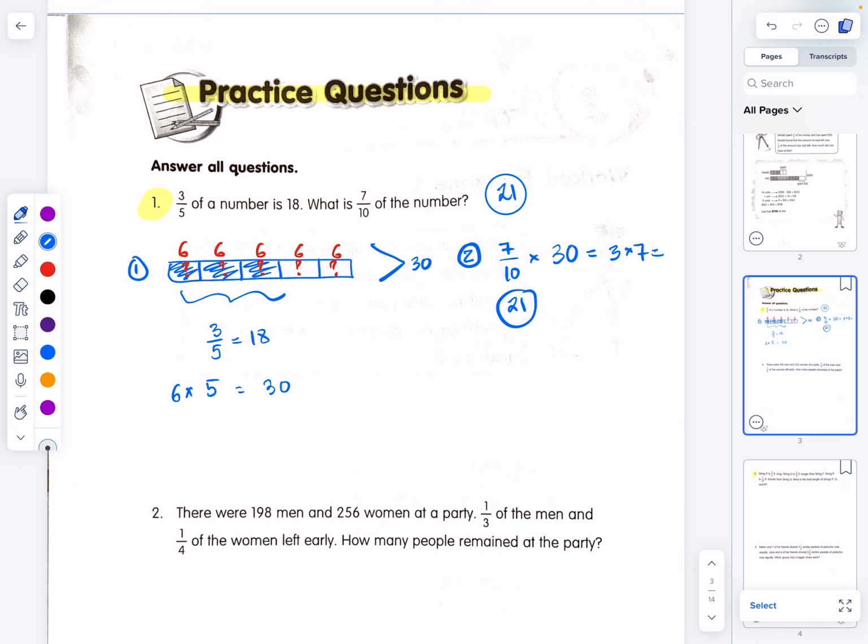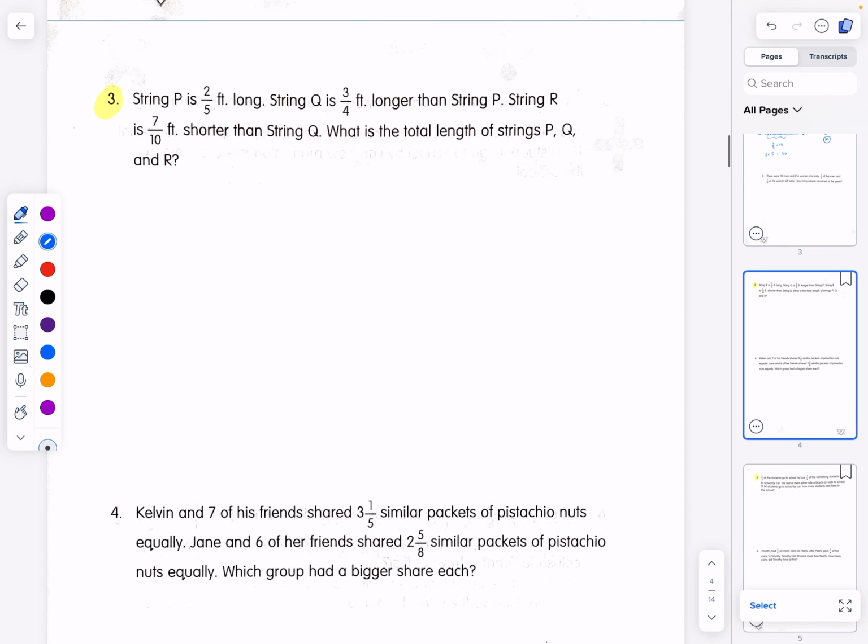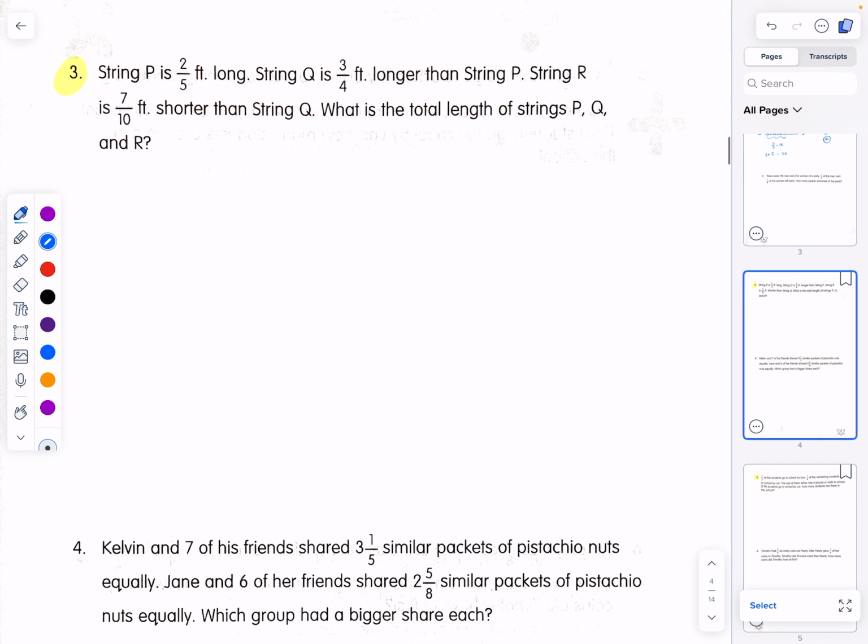Let's talk about number 3. It's a little bit harder. Each problem in this textbook gets harder and harder as the chapter moves forward. String P is 2/5 of a foot long. String Q is 3/4 of a foot longer than string P. String R is 7/10 of a foot shorter than string Q. What is the total length of all 3 strings?